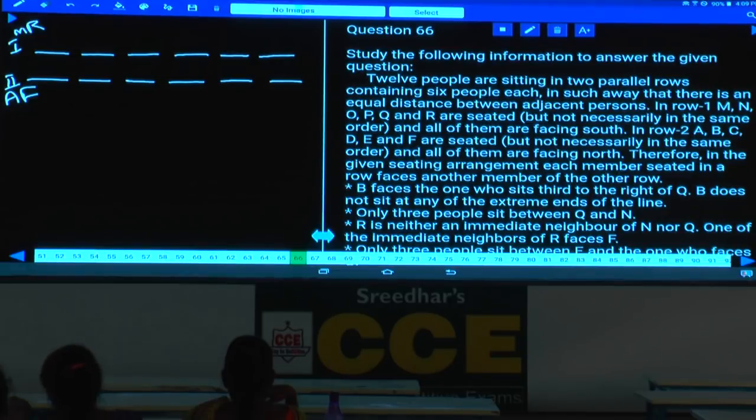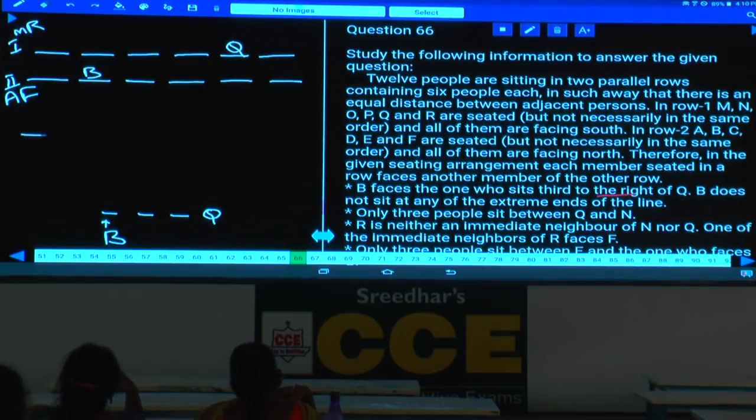Then condition number 1. B faces the one who sits to the right of Q. Now this B is facing whom? B is facing the one who sits to the right of Q, so this person is here, 1, 2, and Q will be here, 1, 2, 3. And B does not sit at any one of the extreme ends of the row. As B is not at any one of the extreme ends, how many possibilities do we have? If B is here, 1, 2, 3, Q will be here. That is one possibility.